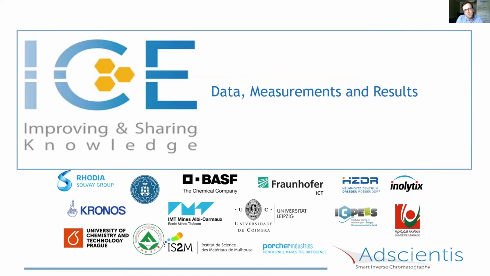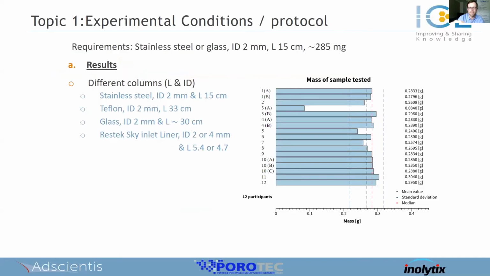Now I want to come to the data, measurements, and results. All data and results are anonymous. Each number stands for one institution. If an A, B, or C is added, these are measurements from the same institution as reproducibility tests. The only exception is participant number 3, A and B. Here, significantly different sample amounts were used.